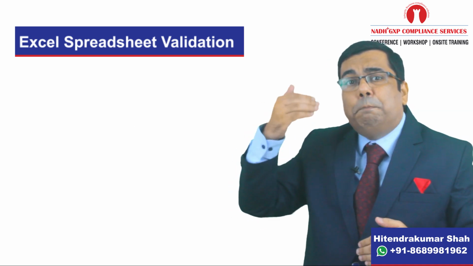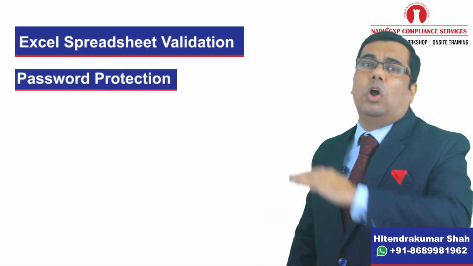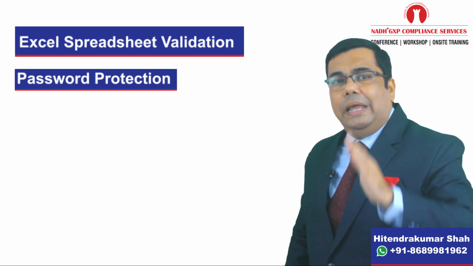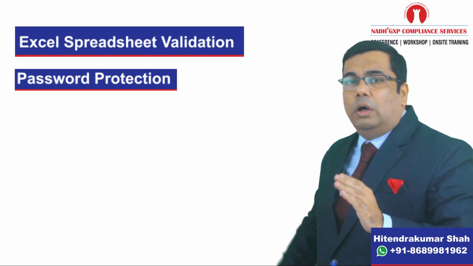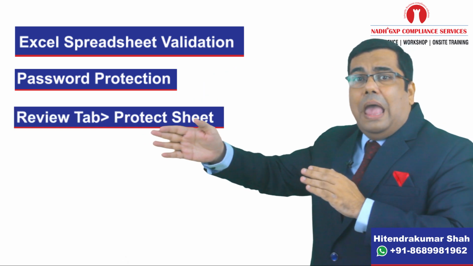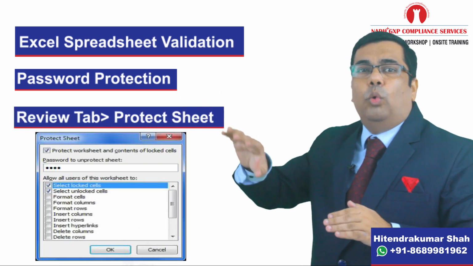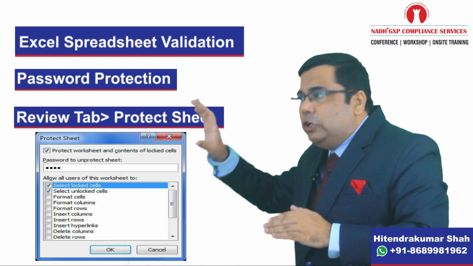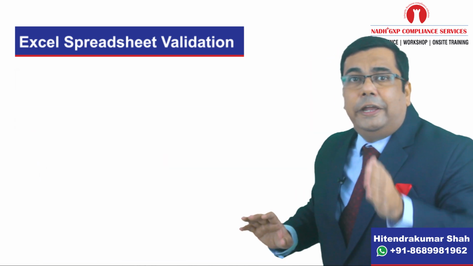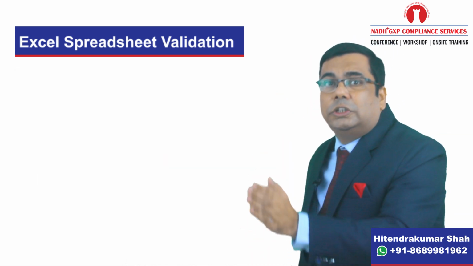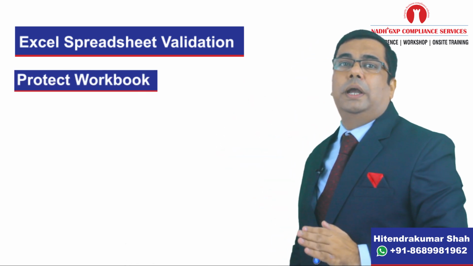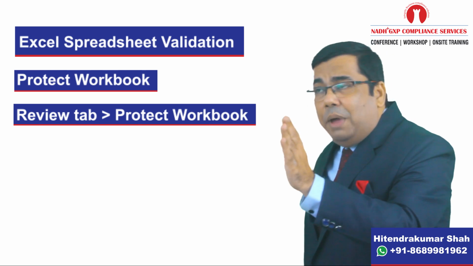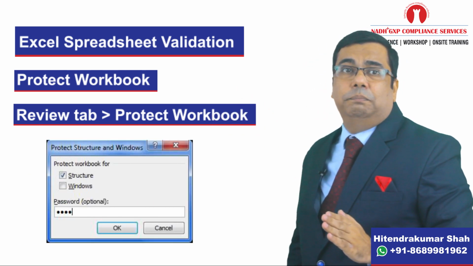Next, password protection is recommended for all cells containing calculations. It can be done by going to the Review tab and then to Protect Sheet, with only the default options checked. After protecting each sheet, the workbook structure should also be password protected by going to the Review tab and the Protect Workbook option.